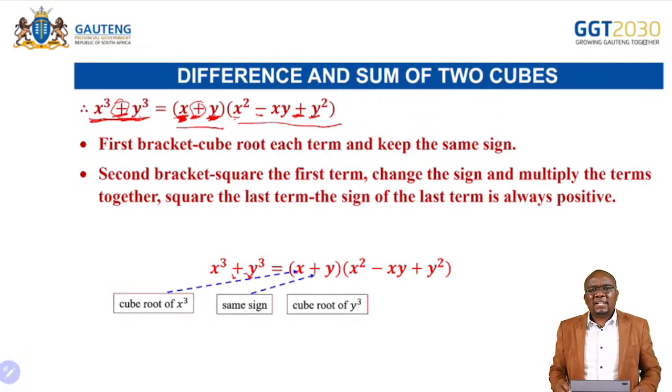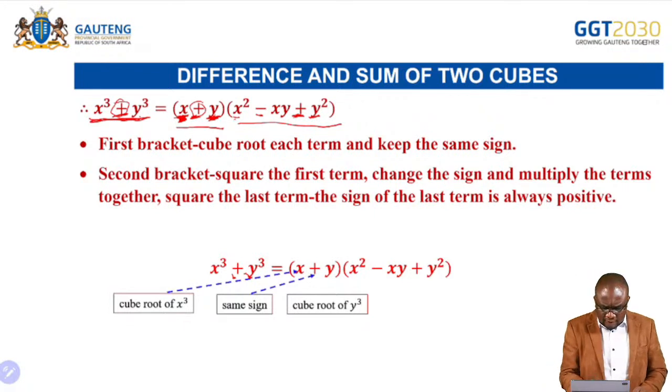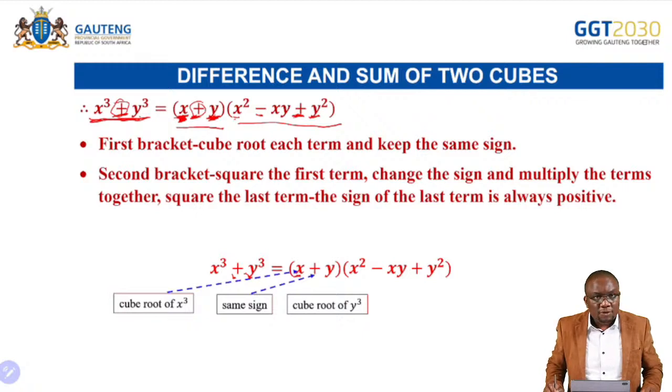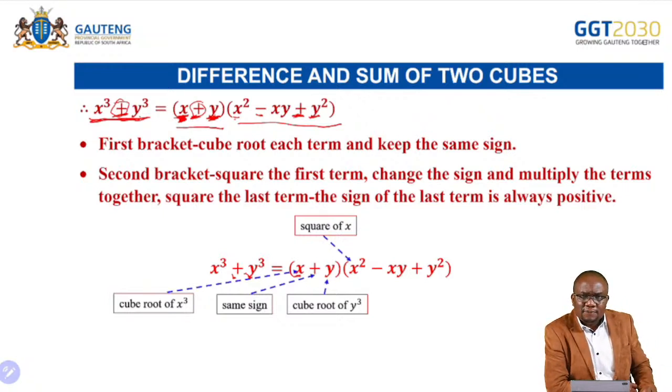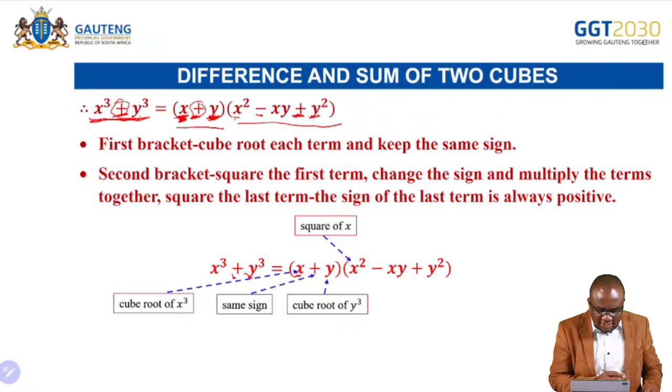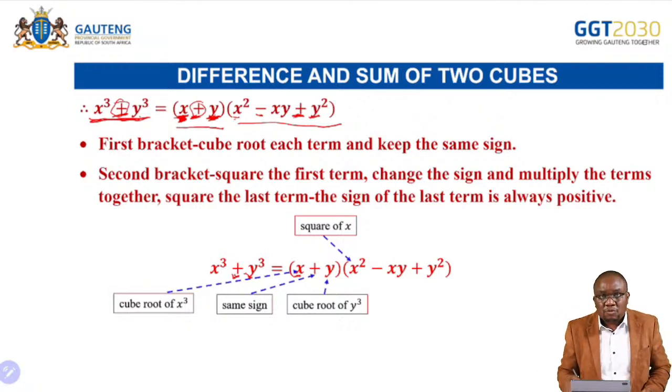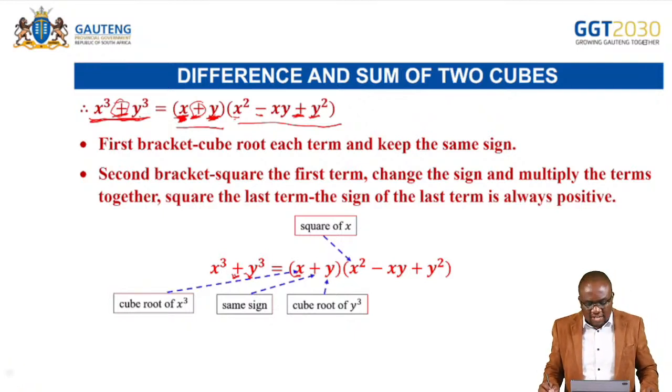Let's go to the second bracket now. Okay? What do we do to x? Square your x. Okay? Square your x. What do you get? x squared. And then what do we do after that? Change the sign. The sign is plus, so it becomes negative now. Change the sign, it becomes negative.